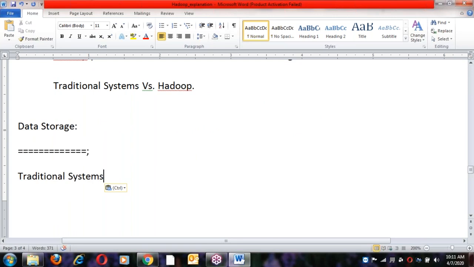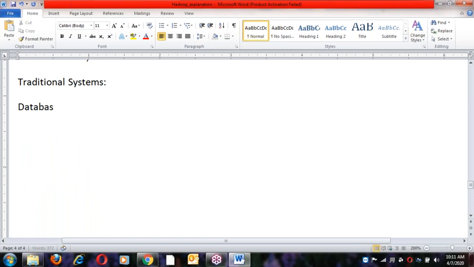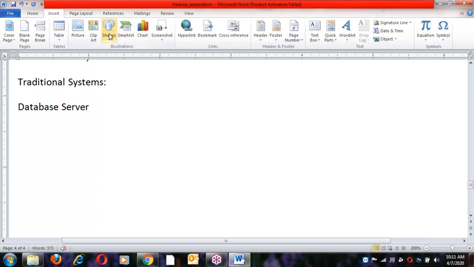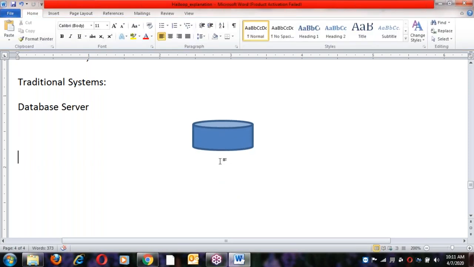In traditional systems, suppose there is a database server. How do we build the database server? Suppose initially the database server capacity is 2 TB. In olden days 2 TB was very big; nowadays 2 TB is very small. So when the database is first set up, the capacity of the database server may be 2 TB.